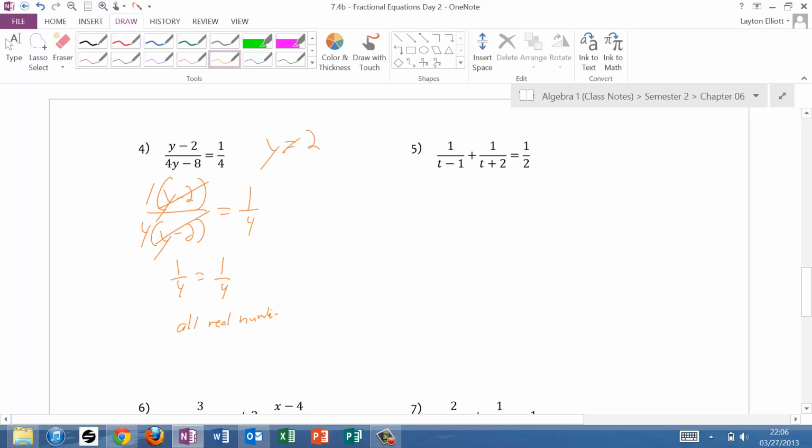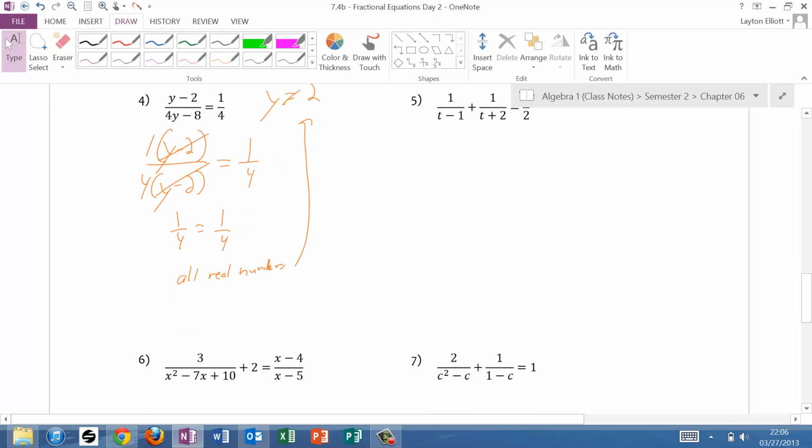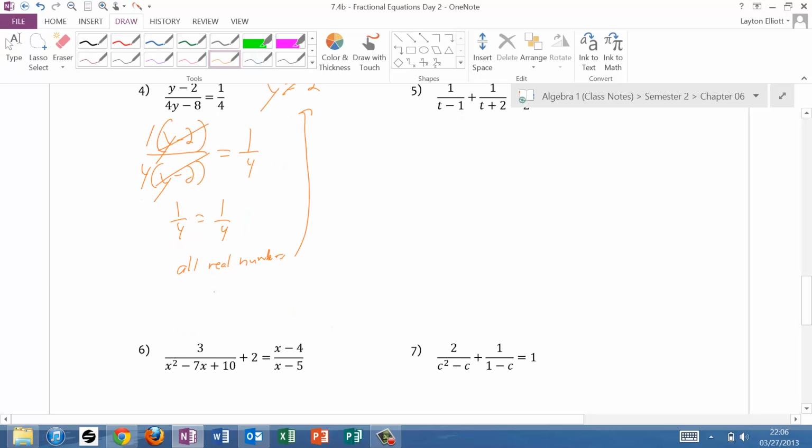But you should be wary about that, because it can't be all real numbers. Y can't be 2. So all real numbers except 2. And the way we write that is all y such that y is not equal to 2. That's the proper set notation for saying all real numbers except for 2.